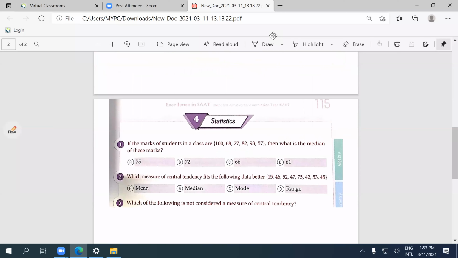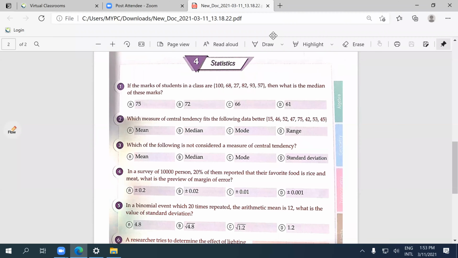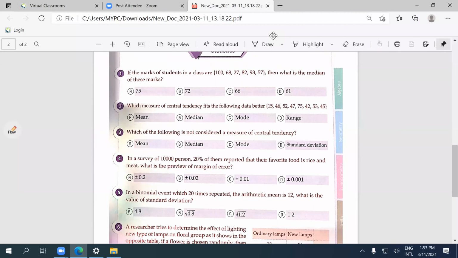Let's go to the problems directly. We're going to number one. In number one, I'm going to Abdul Ilah. Abdul Ilah, can you read number one, please?